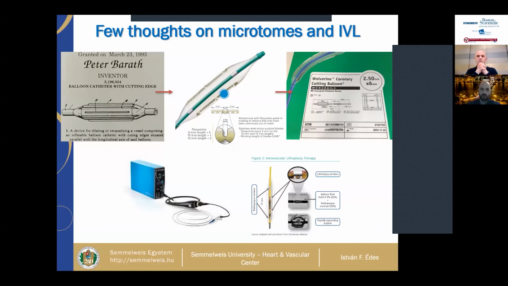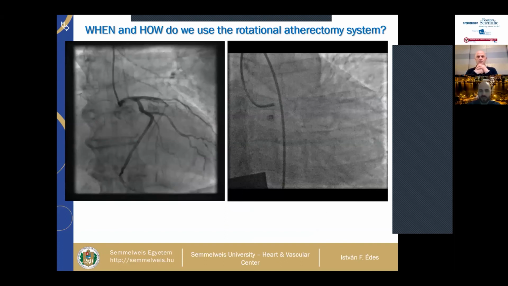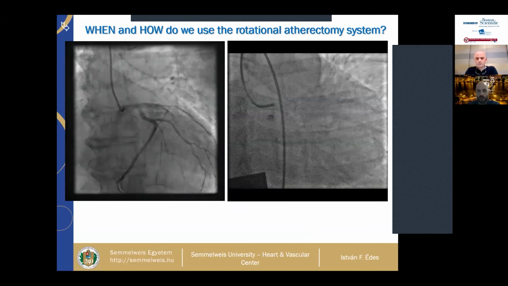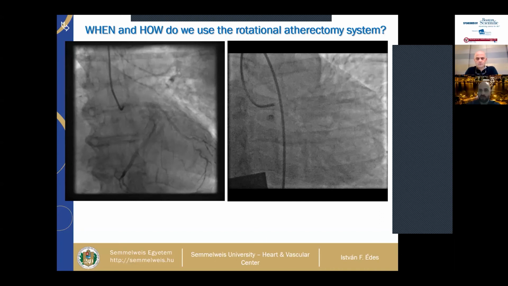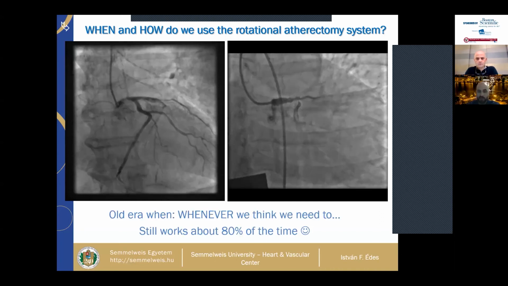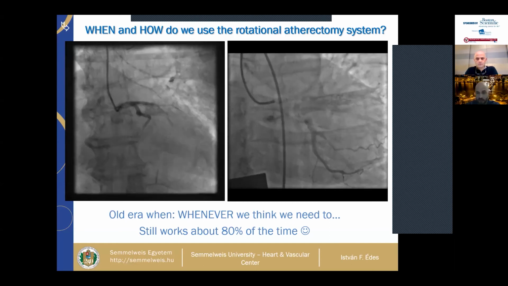And today's probably best known and most widely used and definitely the most studied method is buzzing or drilling the plaque via rotational atherectomy. The question that I always get from my residents and those doctors where I go to proctor rotational atherectomy is: when and how do you use rotational atherectomy? Now, the traditional old era answer was whenever you think that it's needed. This option still works about 80% of the time.